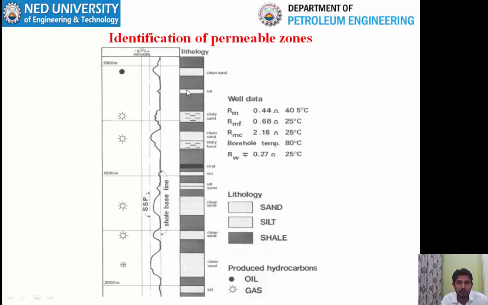So whenever you have deflection, it means that this zone is permeable, and again we cannot determine exactly how much this zone is permeable, but we can say that this zone is permeable, this is the shaly sandstone, this is the clean sandstone, again this is the permeable zone. Shaly sand you have the permeability, so you have the deflection.